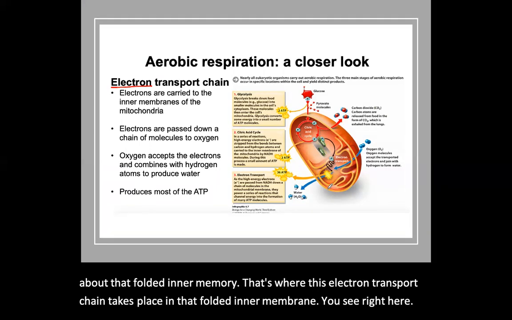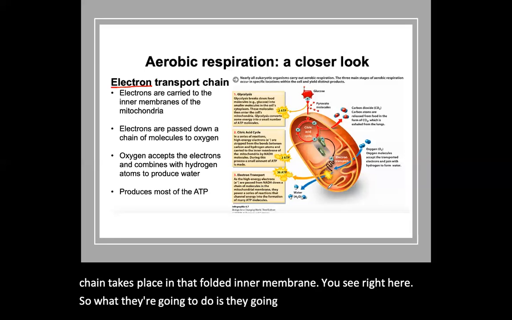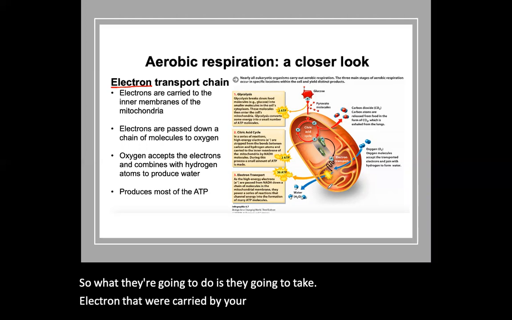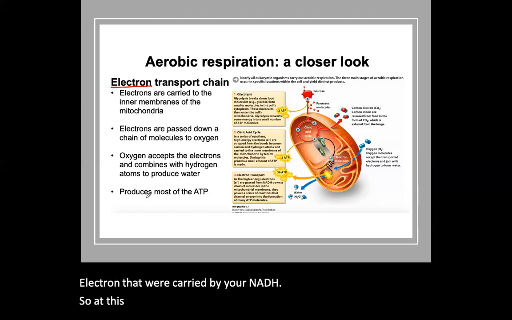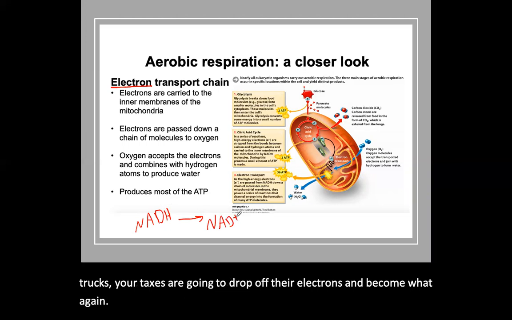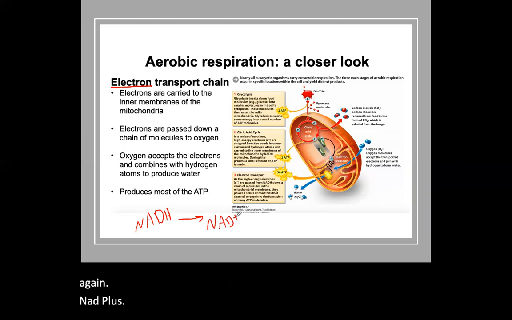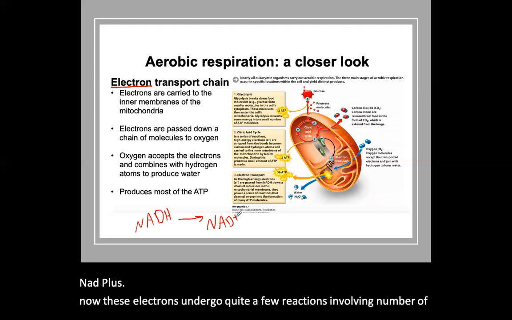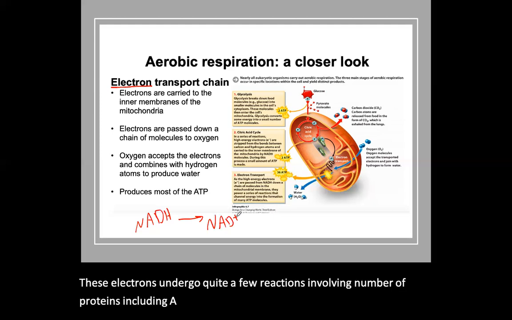So what they're going to do is they're going to take the electrons that were carried by your NADH. So at this stage, basically, your NADH, which are your carriers, your trucks, your taxis, are going to drop off their electrons and become what again? NAD plus. Now, these electrons undergo quite a few reactions involving number of proteins, including a protein called ATP synthase. We don't need to know the name.